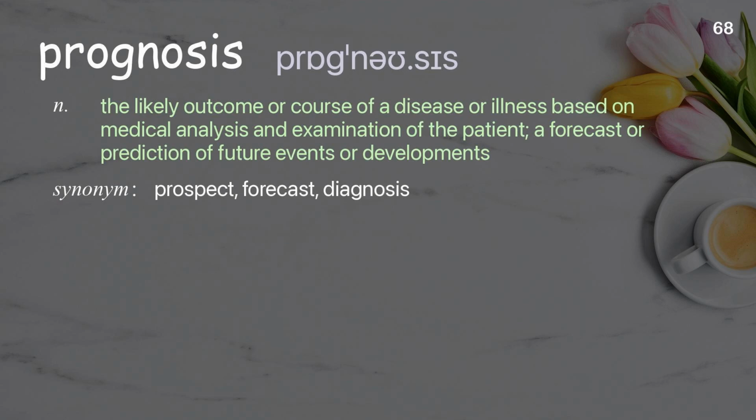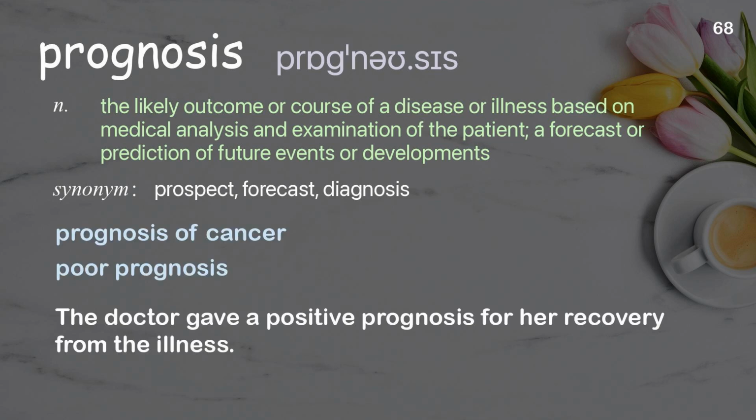Prognosis. The likely outcome or course of a disease or illness based on medical analysis and examination of the patient, a forecast or prediction of future events or developments. Examples: Prognosis of cancer. Poor prognosis. The doctor gave a positive prognosis for her recovery from the illness.